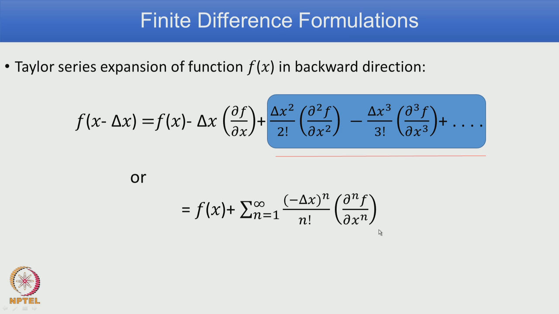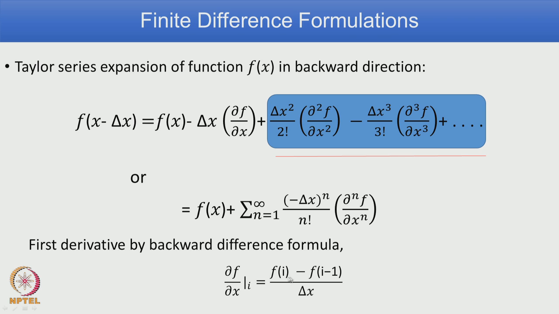We are interested only in the first derivative. So we take only the first term, dou f by dou x, and the remaining terms are not considered, and this delta x is taken to the other side. Then we are able to write in I form dou f by dou x evaluated at I as f of I minus f of I minus 1 by delta x, and this is also of the order delta x.